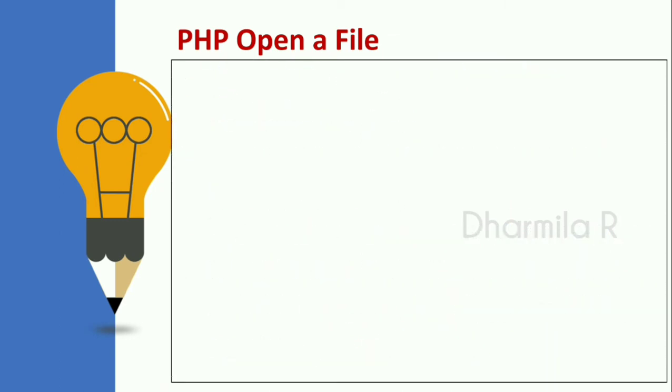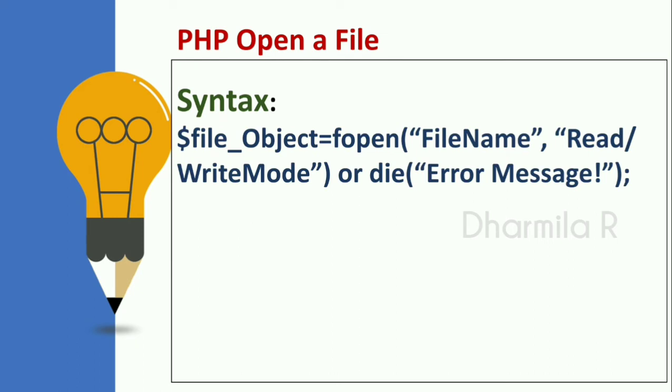So let's see the syntax. Syntax means general form. So this is the way to write this code in a PHP program. First we have to write the object and then we have to use the function fopen. As I said, we have two parameters. One is the file name and the other one is the read or write mode. For example, if the file is not available in the system, we should get an error message. For that, the die function is used. Here you can write the error message.